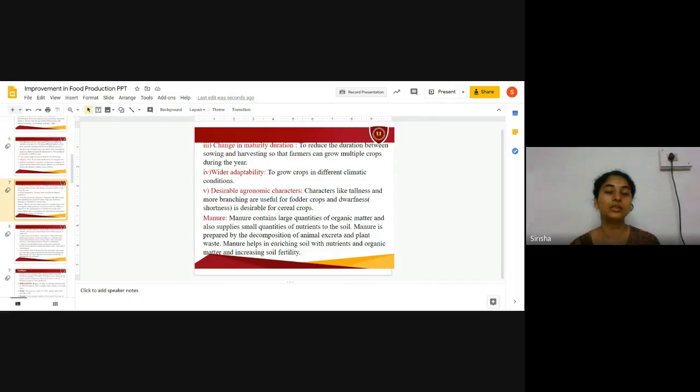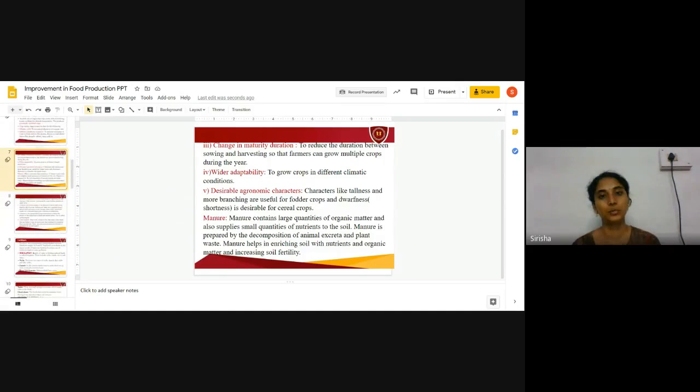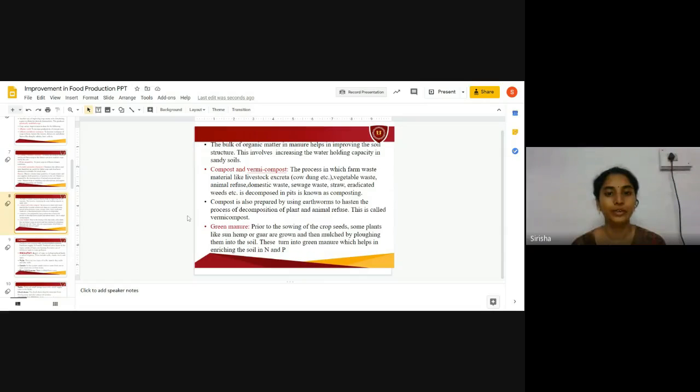Next, adding manures. Adding manures is the third step during crop cultivation. Now, manure contains large amounts of organic matter, whereas fertilizers do not have this organic matter. Manure is prepared by decomposition of animal excreta or plant waste, as well as vermicompost. Manure helps in enriching the soil with nutrients and organic matter, which increases soil fertility.